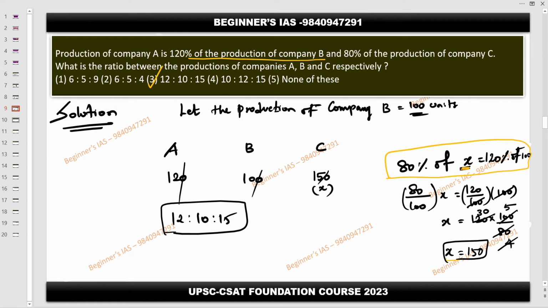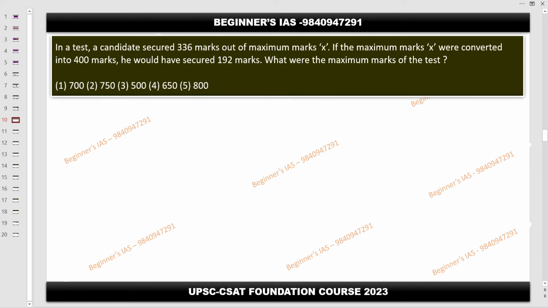Yes, sir. Fine. So this question is like an important model. In a test, a candidate secured 336 marks out of the maximum mark X. If the maximum mark X were converted into 400 marks, you would have secured 192 marks. What were the maximum marks of the test? So that is the question. I hope if you read again, it would be easy.